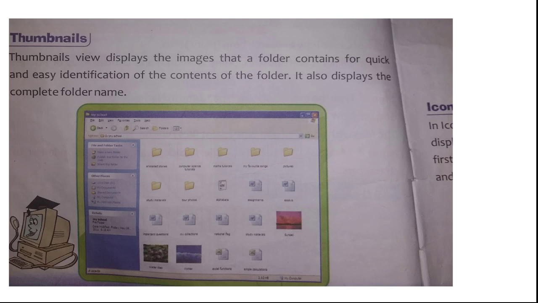Thumbnails view displays the image that a folder contains for quick and easy identification of the content of the folder. It also displays the complete folder name. See, folders are represented as a folder icon, files are represented as a file icon, and pictures are represented as a picture icon.